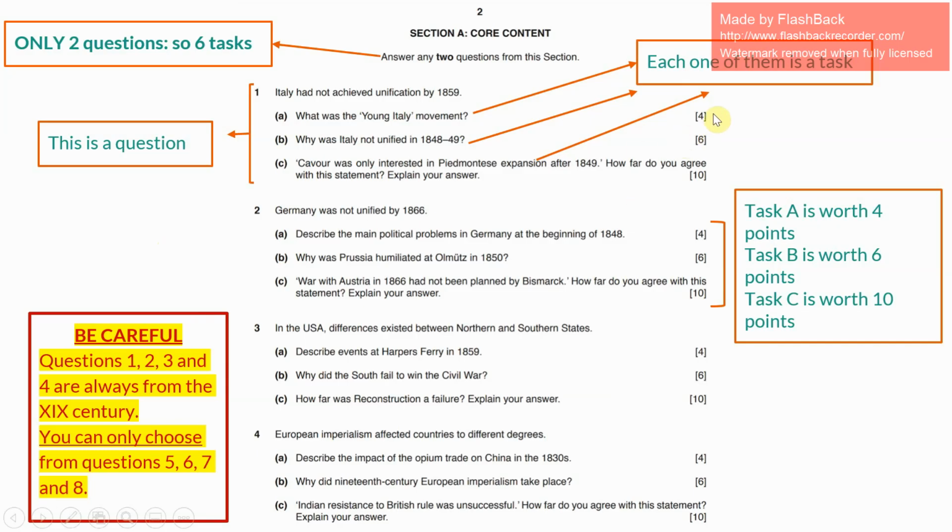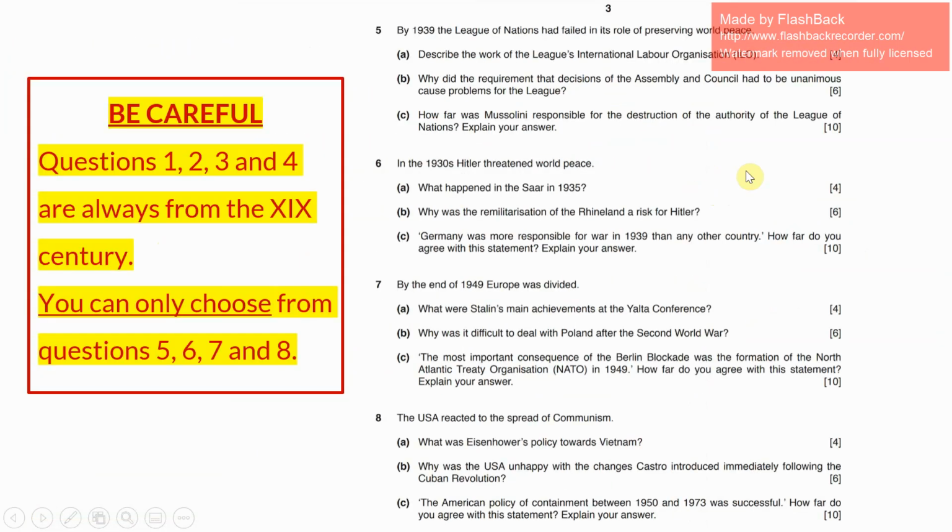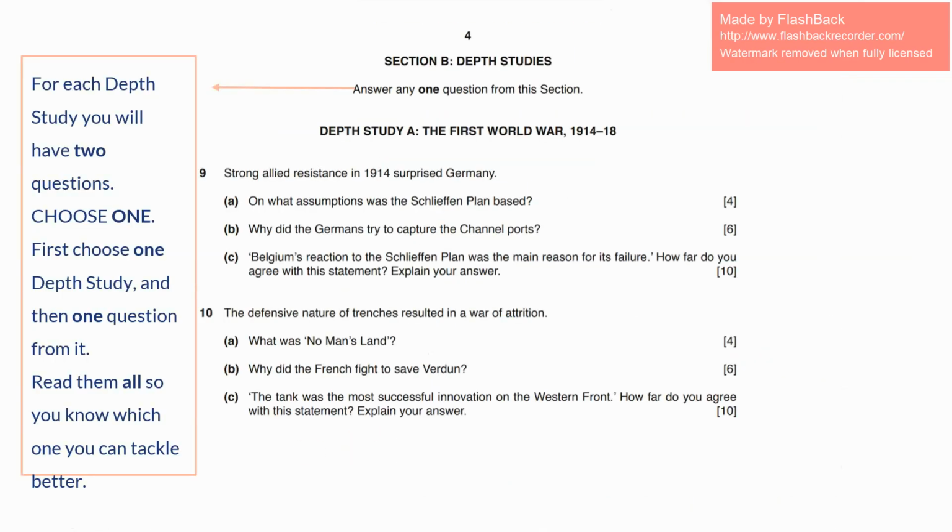And each task A is worth 4 points, as you can see here. B's are 6, and C's are 10, basically because they are short essays. Here we have the options of the 20th century in the same paper. So 5, 6, 7, and 8, again, are always going to be the 20th century options.